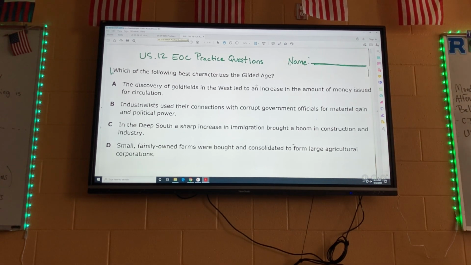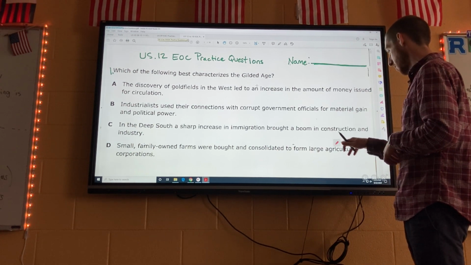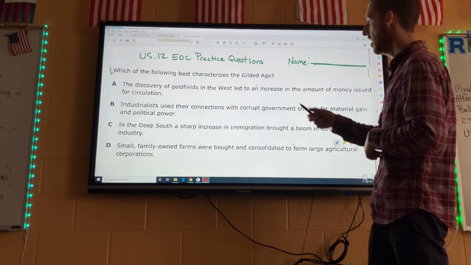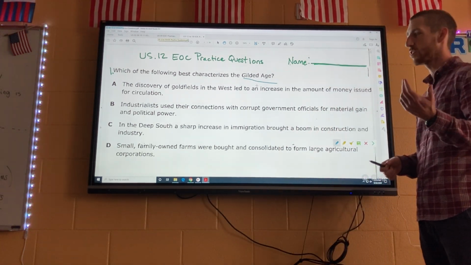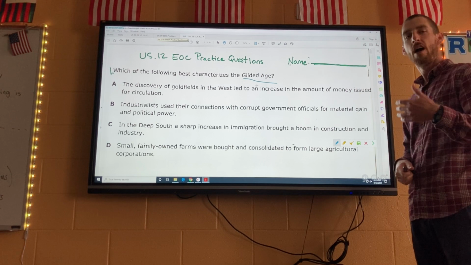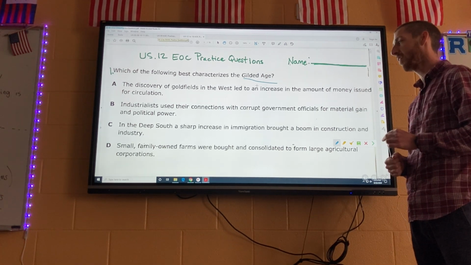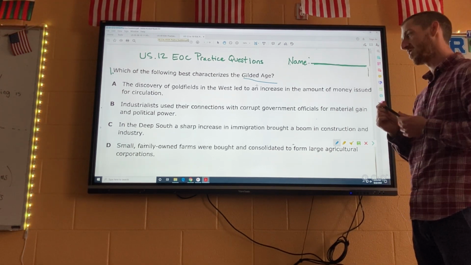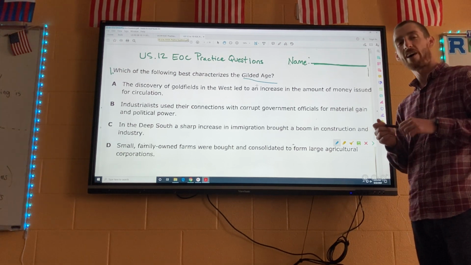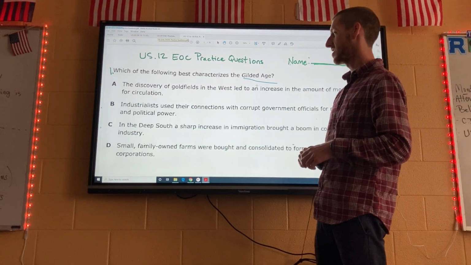All right, so number 1. Which of the following best characterizes the Gilded Age? So we got a little bit of a throwback question here. Gilded Age. Remember gilded? It looked great from the outside because a lot of industrialists were making lots of money. Factory jobs pulled immigrants here. People really were excited to move to America. But remember, the government was very corrupt at the time, making a lot of money to get power and deal with these industrialists. So which of the following best characterizes the Gilded Age?